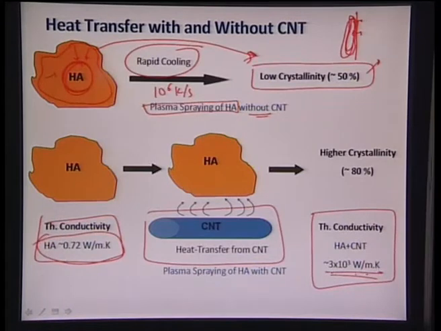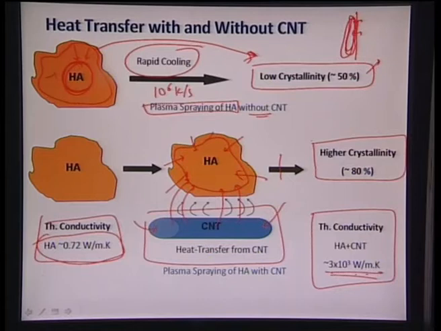So what happens? During the heating process, CNT will absorb most of the heat. Once CNT has absorbed most of the heat, it will acquire enough heat that it can transfer it back to the hydroxyapatite once it is impacted onto the substrate. So now hydroxyapatite, once it is impacted onto the substrate, will start getting heat from the CNT, and it will get enough time to crystallize, because some heat is being supplied to it from CNT. So CNTs keep giving heat to it, and then it achieves very high crystallinity. That is the difference between hydroxyapatite with and without CNT.